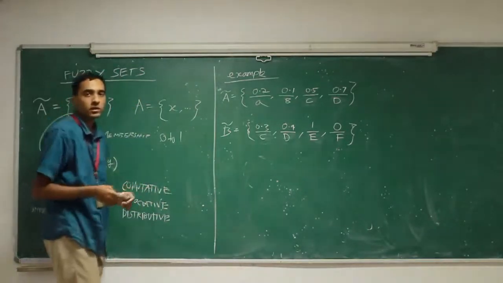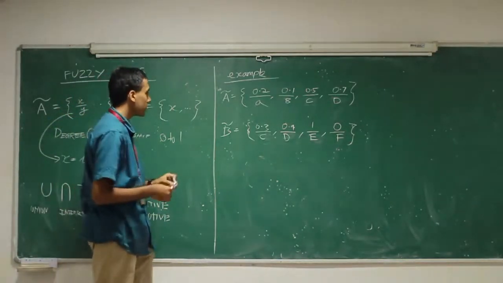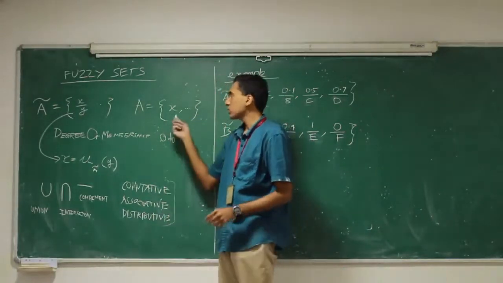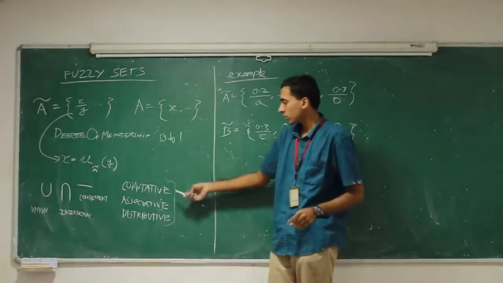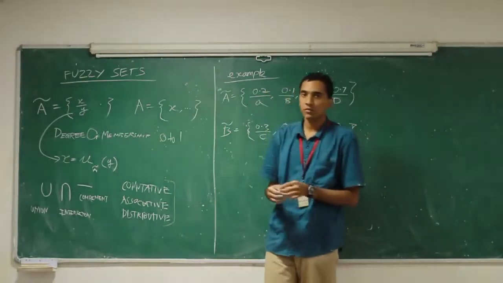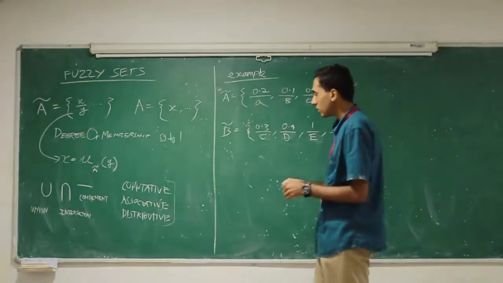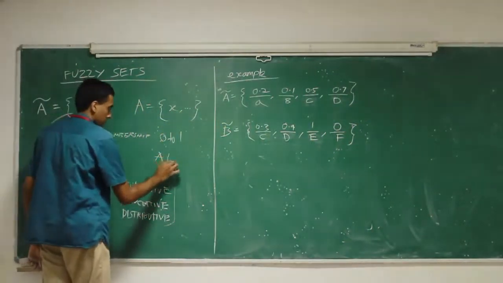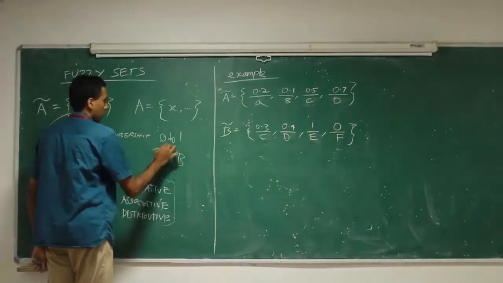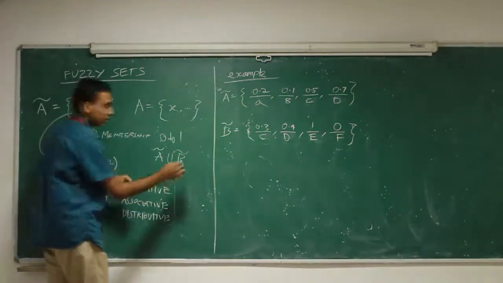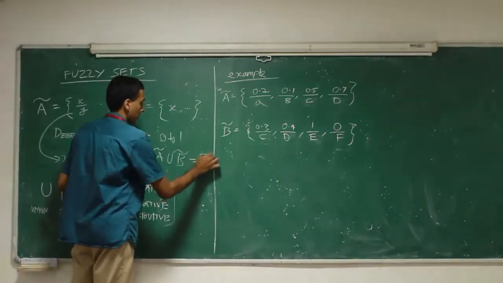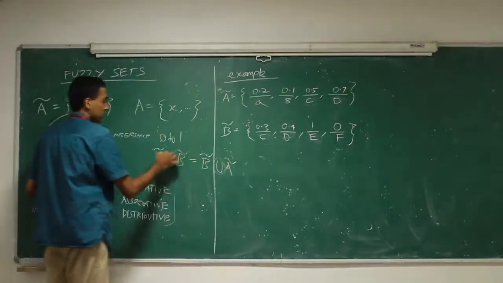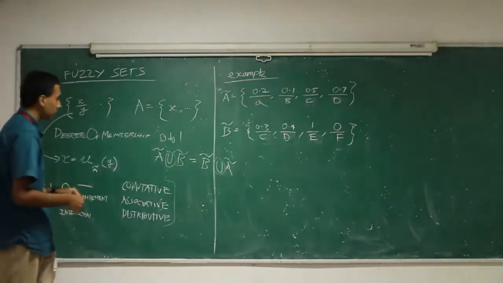We saw union and intersection, right? These two operations follow all these three basic rules that we used to see in normal sets, that is commutative, associative and distributive. I'll illustrate that here. This is basically equal to, and you can replace this with intersection as well.